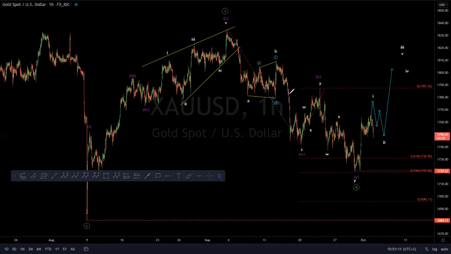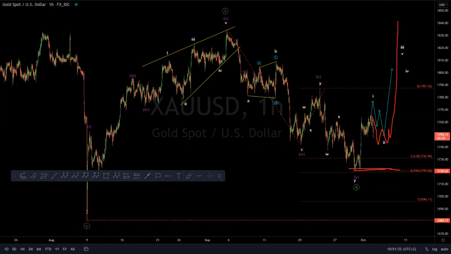So this could be done here, this being a 3-wave move, and this here to be a 3-wave move, and expect this move to the upside. It is allowed that the wave Y can terminate at 0.618, and this could be the case. So as long as gold is going to stay above this swing low here, then we're going to be looking at this one to make a move to the upside.